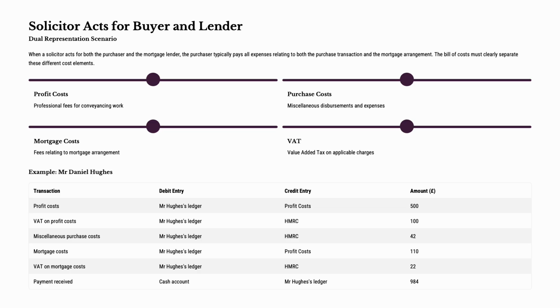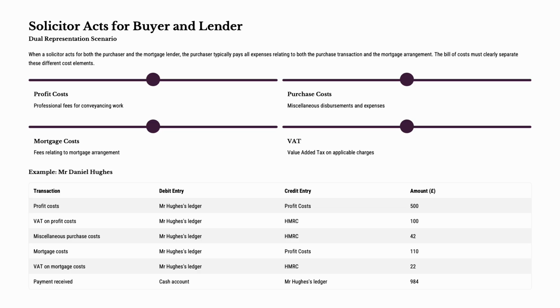Debit Mr. Daniel's ledger £100 and credit HMRC with £100. That's VAT we need to keep in mind. Miscellaneous purchase cost: debit Mr. Daniel's ledger £42 and credit HMRC £42.